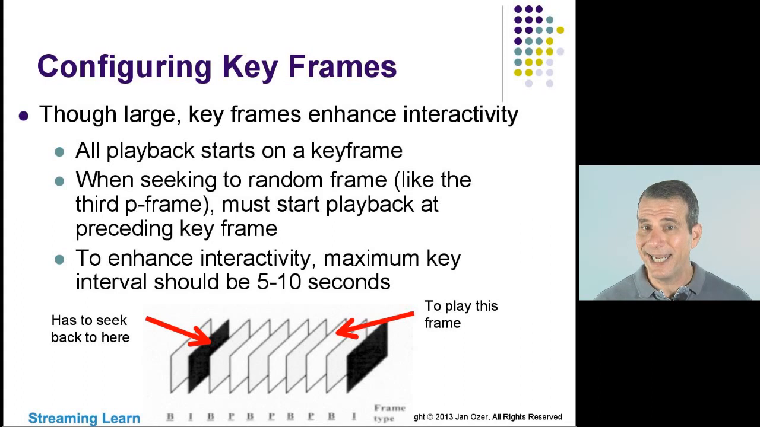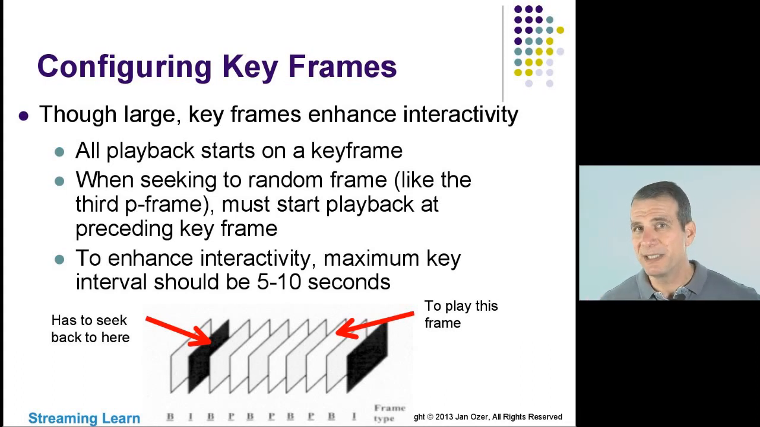However, they also aid in interactivity. All playback has to start on a keyframe. So if you've got a viewer who's randomly seeking through a video file that's on their hard disk, or doing it via the DVR function in their streaming player, if they land on a P frame or a B frame, then to play the video file, the player has to go back to the immediately preceding I-frame and then scan forward. Otherwise, it doesn't have all the information necessary to play that frame. So in the slide, to play this frame, the second or the third P frame, the player would have to go back to the immediately preceding I-frame.